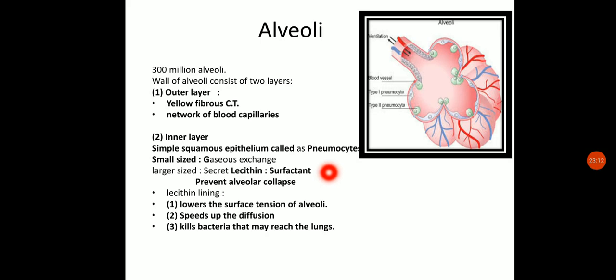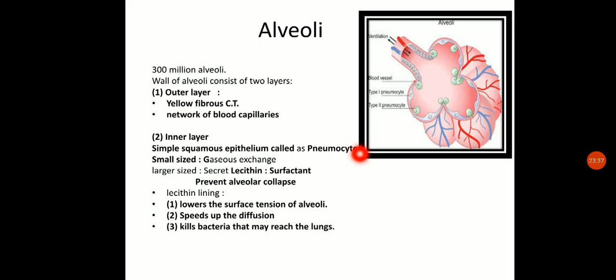So the inner layer consists of two types of cells, the small sized cells and the large sized cells. The small sized cells are responsible for gaseous exchange, while the larger sized cells are responsible for secreting lecithin. This lecithin is a surfactant molecule which prevents the collapsing of the alveolar sac.